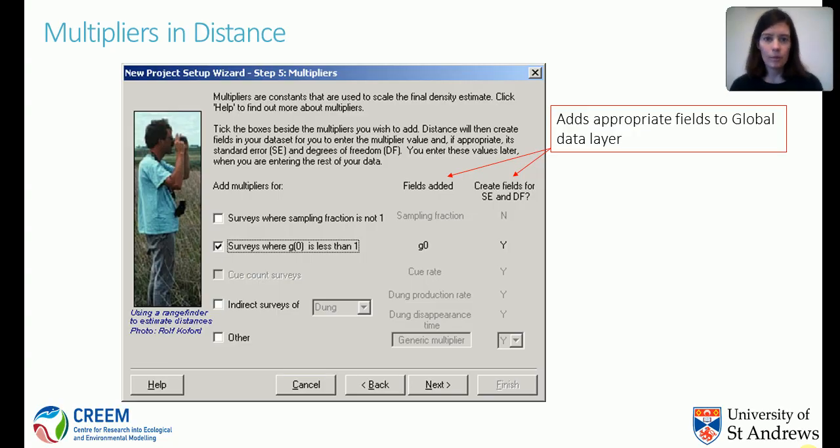Now we can incorporate multipliers into distance sampling analyses and into program Distance, as shown here. In program Distance, during your project setup, you can incorporate information about any multipliers that you're using and associated standard errors or degrees of freedom. You can see here an example where we've ticked that we are dealing with a survey where g0 was less than 1, and Distance will add the appropriate fields accordingly.